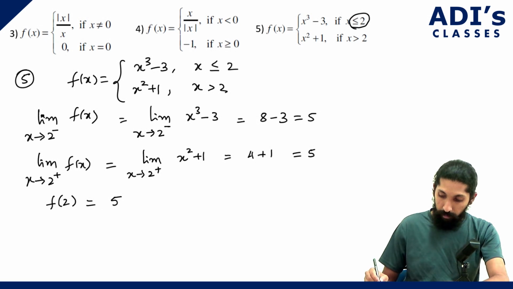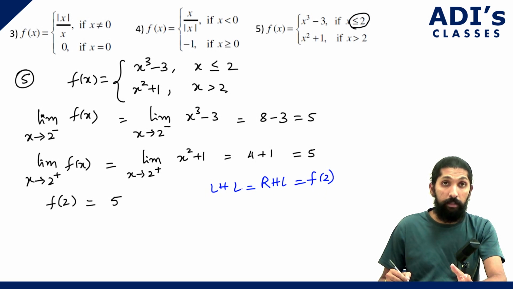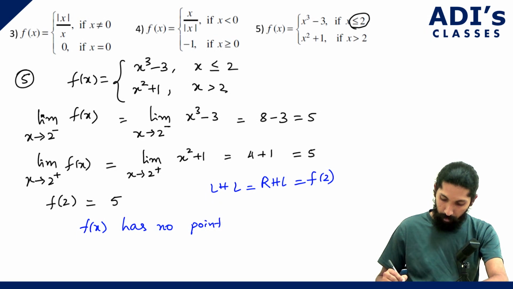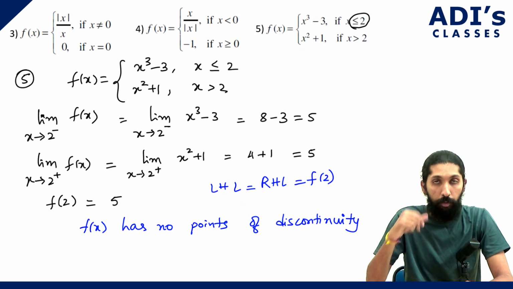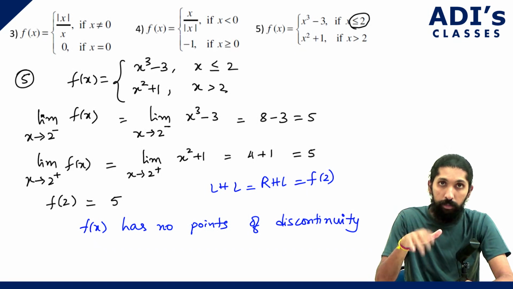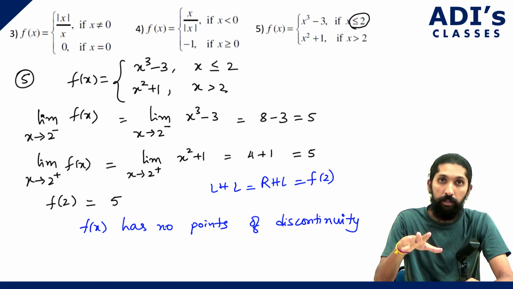So what did we get here? We got LHL is equal to RHL is equal to value of the function, isn't it? Since they are the same, you can say that f of x has no points of discontinuity. Understood? So these are the different types of problems. Okay, now whatever the problem set you have seen in the last 2 videos and including this one 3 videos, these are the types of problems you can expect in continuity.